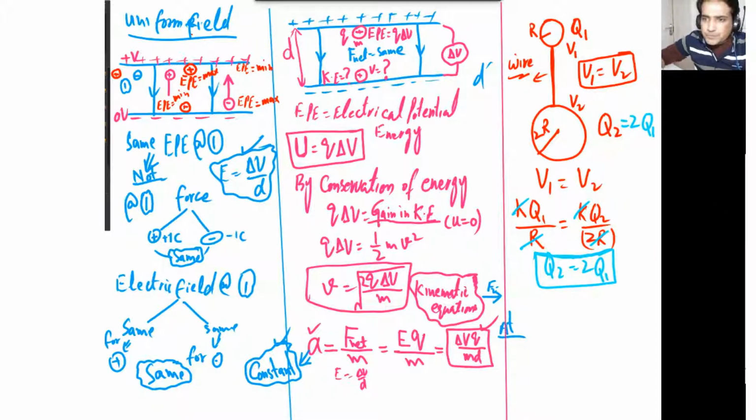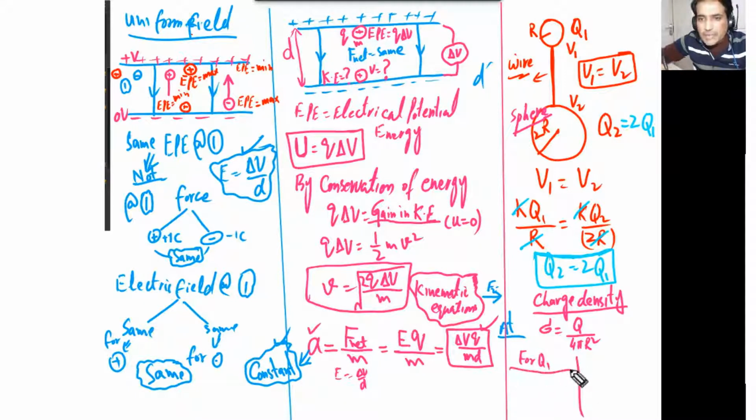Now let's go to the next one. How about charge density? Let's try to find out the charge density. What is charge density? Charge density, often we use the symbol sigma, and this is equal to Q over surface area. Because we are talking about a sphere, the surface area will be equal to 4 pi r squared. Now we can find it for Q1: the surface charge density is Q over 4 pi r squared. I will say this is sigma 1.